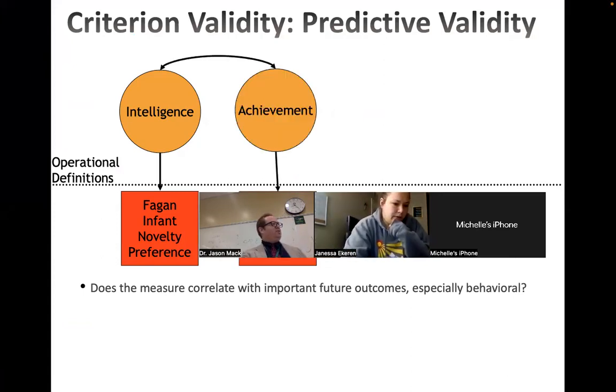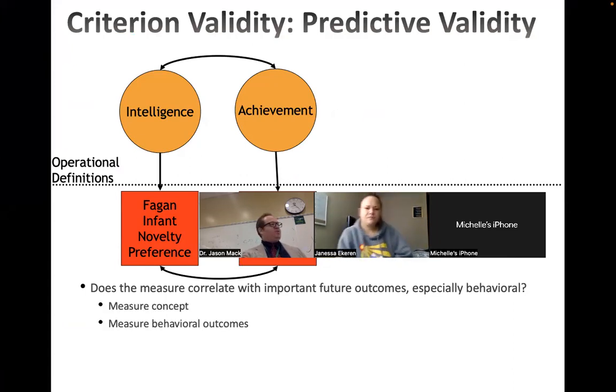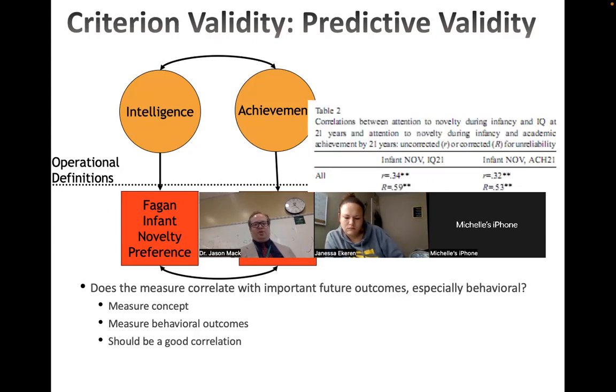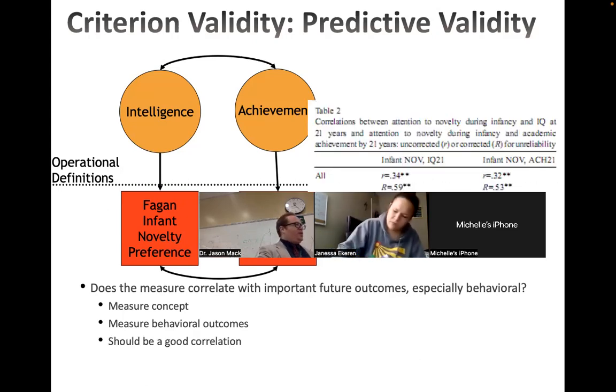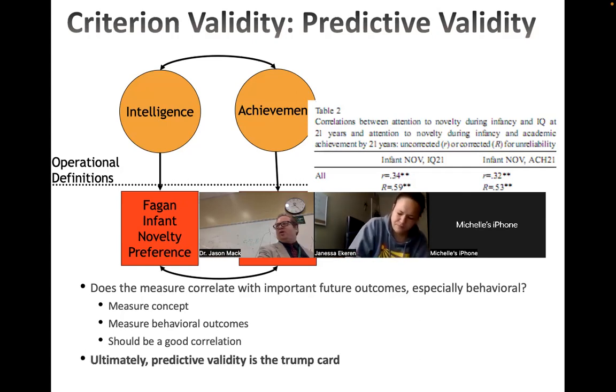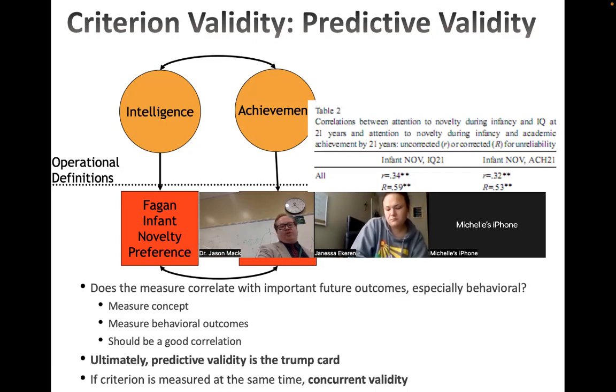Just your achievement, years of school completed. Measure the concept, measure behavioral outcomes. Should be a correlation. This is predictive validity. Again, does intelligence drive your achievement in school, for example? Should be a good correlation. Don't worry about the numbers yet. Ultimately, predictive validity is the trump card. Can I predict what you're going to do from one test to something else that's related, like achievement? Then I probably have pretty good validity.